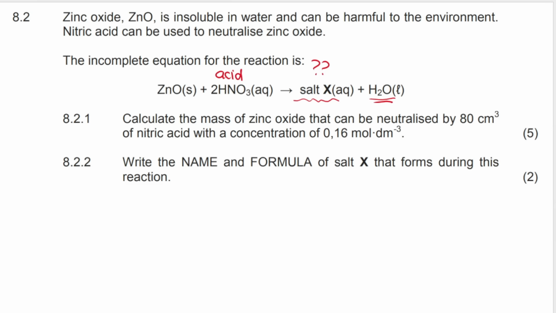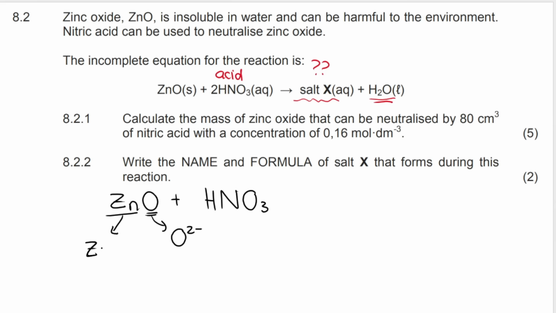So how do we figure out the salt? The best way to figure out the salt is to work out what my two reactants are going to break up into. In other words, what ions they will break up into. So what we've got over here is zinc and oxygen. We know that the oxygen ion is O2-. Therefore, in this case, it must be Zn2+. Plus 2, minus 2, that's where this neutral product comes from over here.